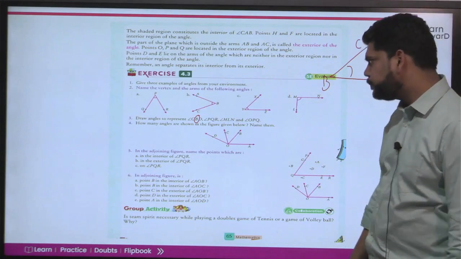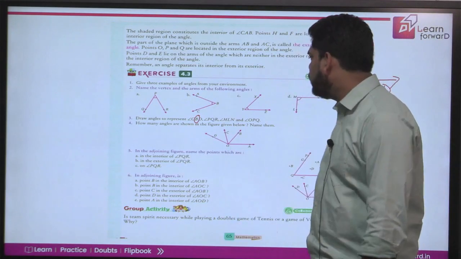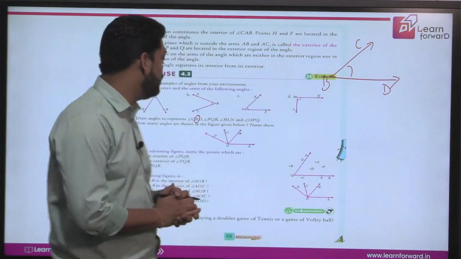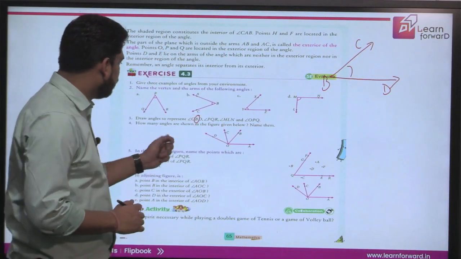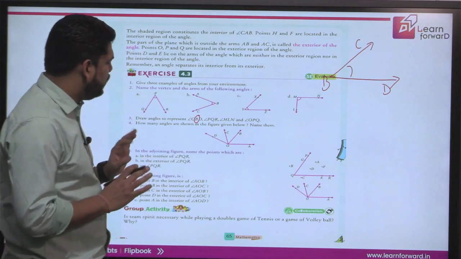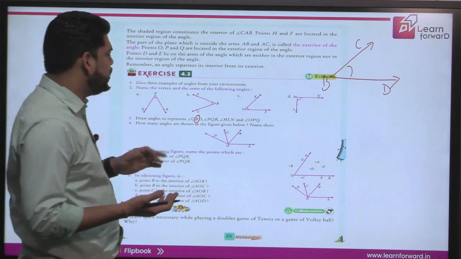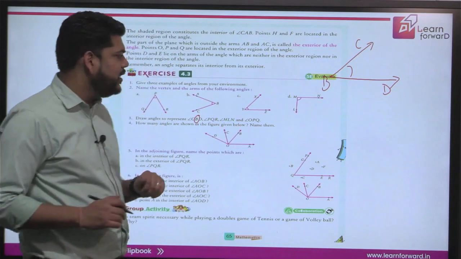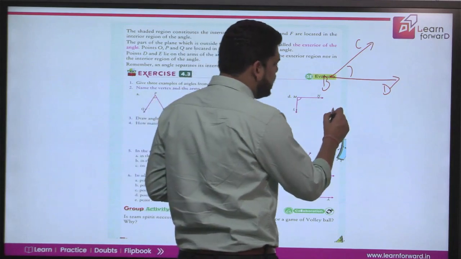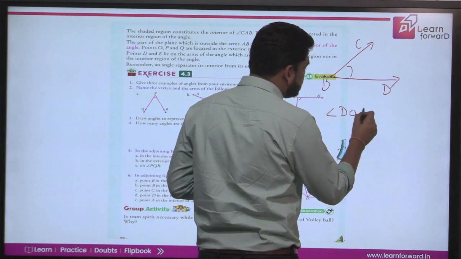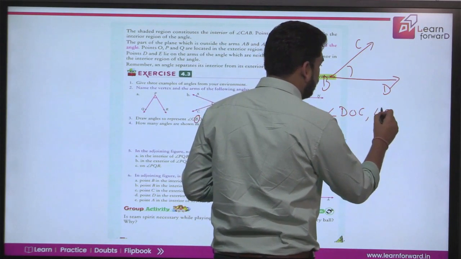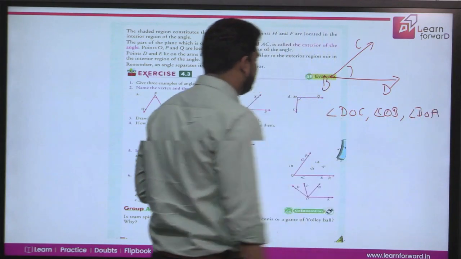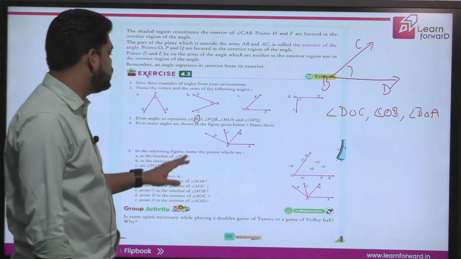Fine. How many angles are shown in the given figure? Name them. This is quite an interesting question. Now if you see, you will be able to say that there are 3 angles: DOC, COB and BOA. These are the clear angles that we can see. Angle DOC, angle COB and angle BOA.